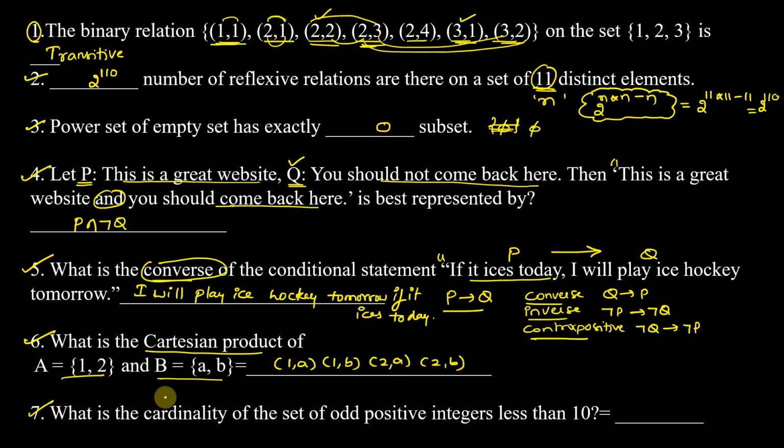Coming to the seventh question. What is the cardinality of the set of odd positive integers less than 10? What are the odd positive integers? 1, 3, 5, 7 and 9. Cardinality specifies the number of elements. What does cardinality say? Number of elements. How many elements are in the set? There are 5 elements in the set.